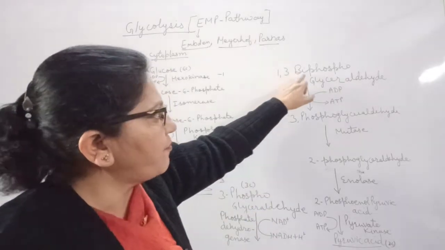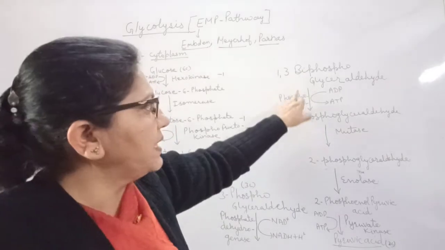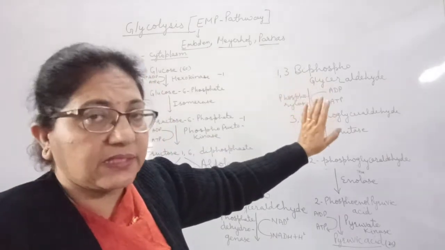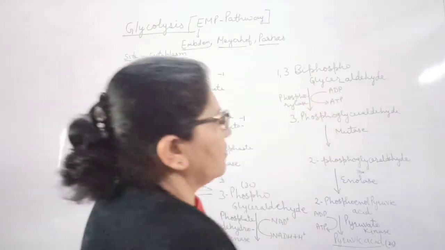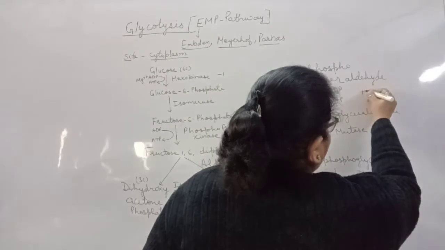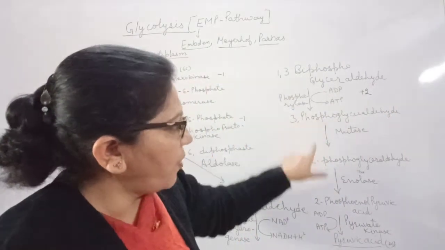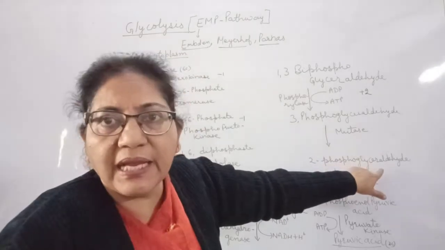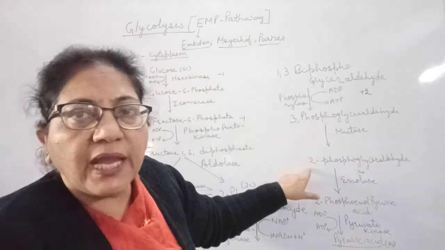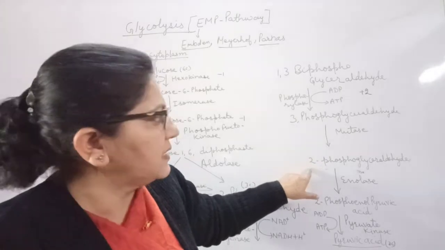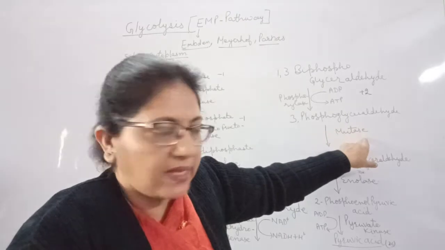Now this bisphosphate is converted into 3-phosphoglyceraldehyde. Here one phosphate is synthesized, so that is ADP to ATP, and here we gain 2 ATPs. Now 3-phosphate to 2-phosphoglyceraldehyde means simply the change of position of the phosphate, from 3 to 2. That is called mutase.